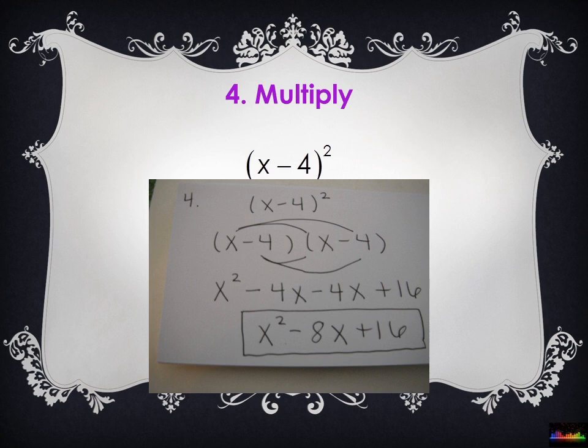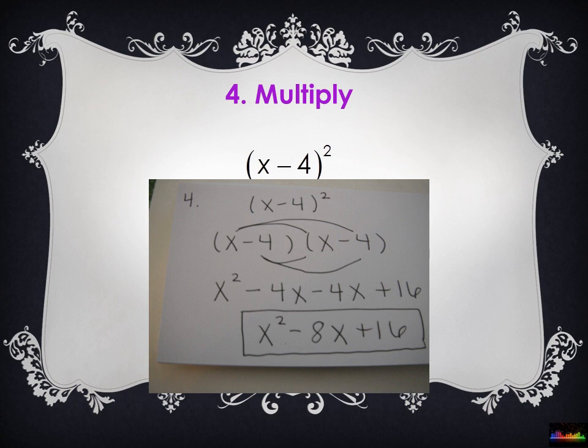This problem right here is one of my favorites. You have x minus 4 squared. The key to this problem is to realize that x minus 4 is considered the term. Yes, it's a binomial. So what this problem means is that that entire binomial is squared.